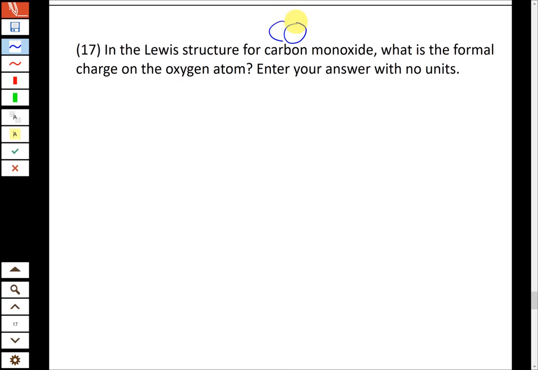So this requires us to take the name and convert it to a formula first to be able to draw the Lewis structure. Now we want to know what is the formal charge on the oxygen atom once we draw the Lewis structure. So now we're going to review Lewis structures and how to generate those.